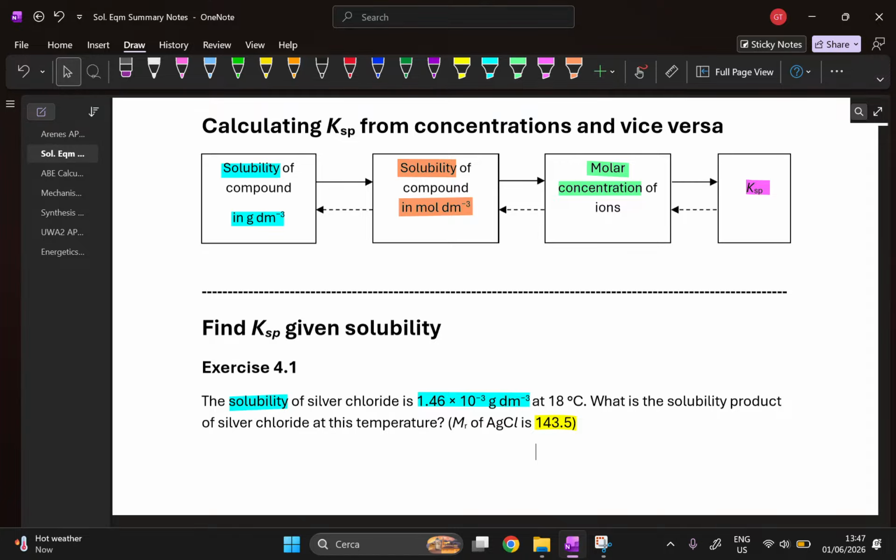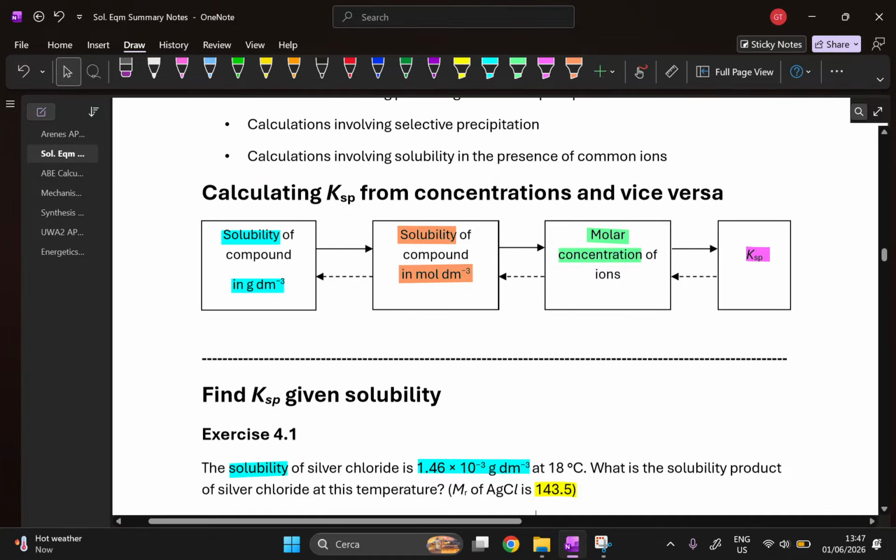Okay, so in order to calculate KSP from concentrations and vice versa, you will need to have in mind this particular mental flowchart for problem solving, and I think this flowchart is in your notes as well. So I'm going to color code each step so that you understand better, okay? If the question is kind enough to give you the solubility in mole per dm cube, then you don't need to go through this step here. You can just go from here to KSP.